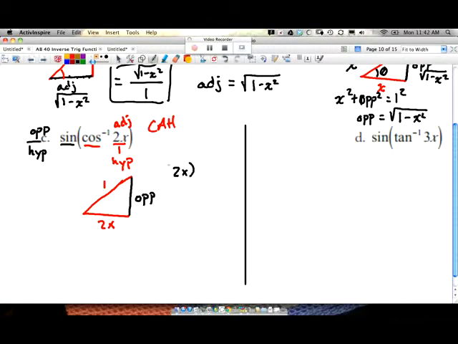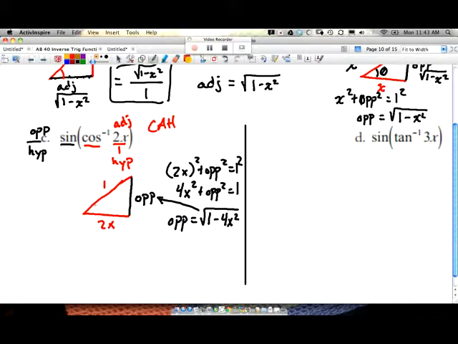So again, we're following the same pattern. We would see that 2x squared plus the opposite squared equals 1 squared. Doing some algebra, and one minor note here, 2x squared is really 2x times 2x, or 4x squared, plus the opposite squared equals 1, because 1 squared is 1. Simplifying all the way, we got opposite equals square root of 1 minus 4x squared. So that's what this side is, over there. Here's our angle that we're talking about, theta. So sine of that angle is going to be the opposite, which is that big radical, square root of 1 minus 4x squared, over the hypotenuse, which is 1.